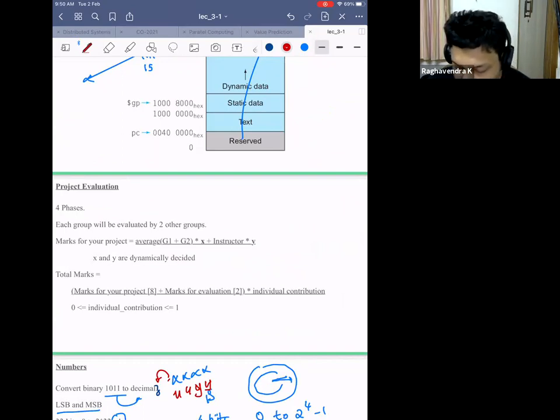There will be marks for your project: the average of G1 plus G2, whatever the groups came up with, plus whatever I, the instructor, say. So that X and Y will be dynamically decided. If I know that there is some kind of cheating that has happened, which means that you have told your friend to give you the full marks, and I figure that out, then the X value will become 0. Of course, there will be other repercussions, but the X value will become 0 and Y will be higher.